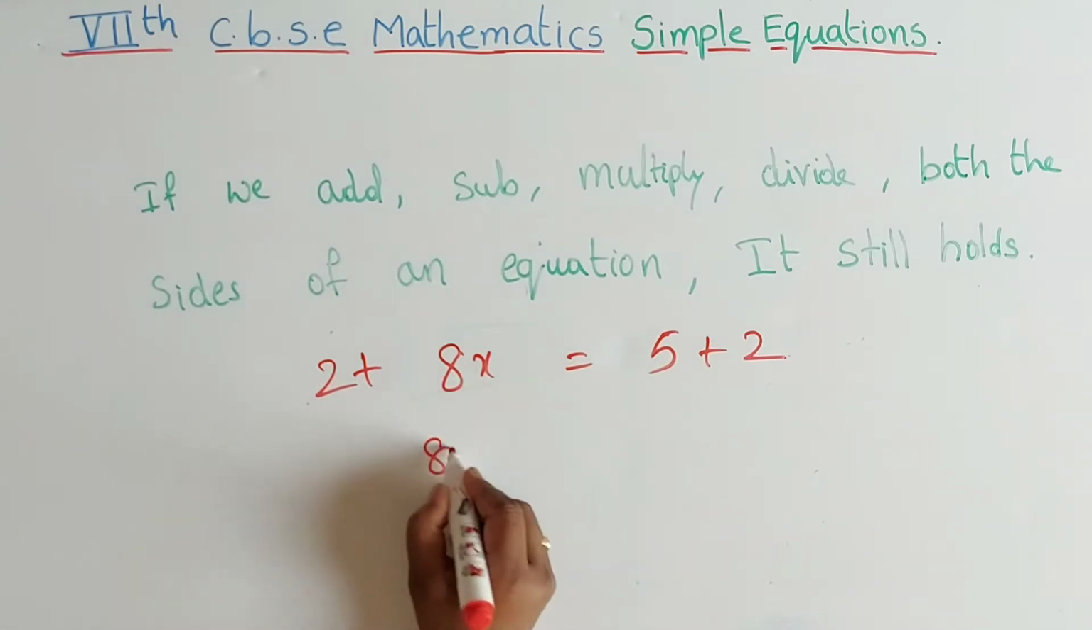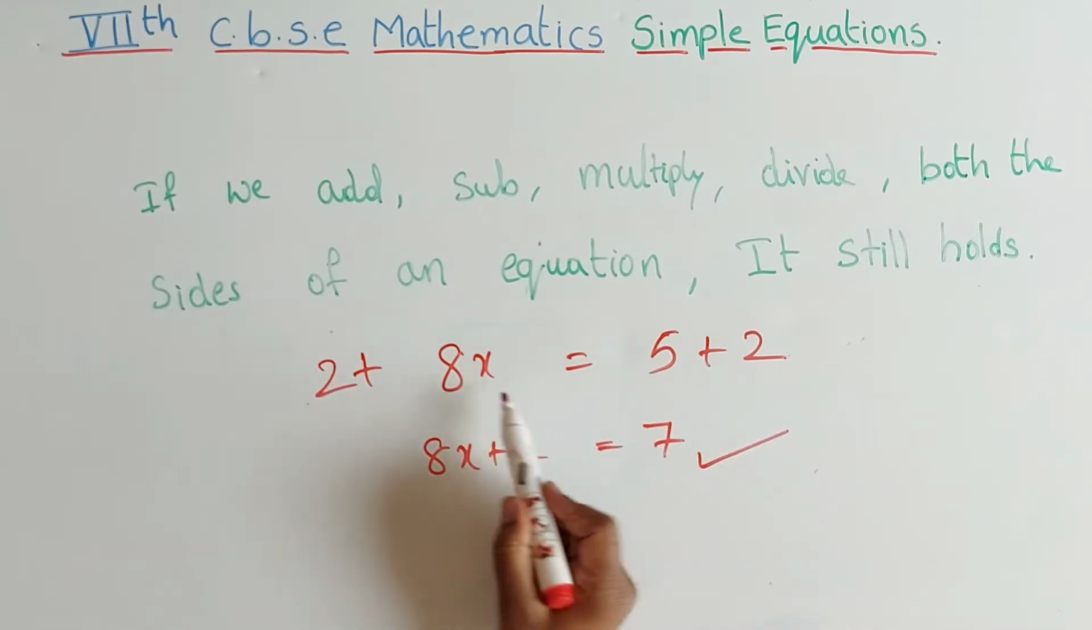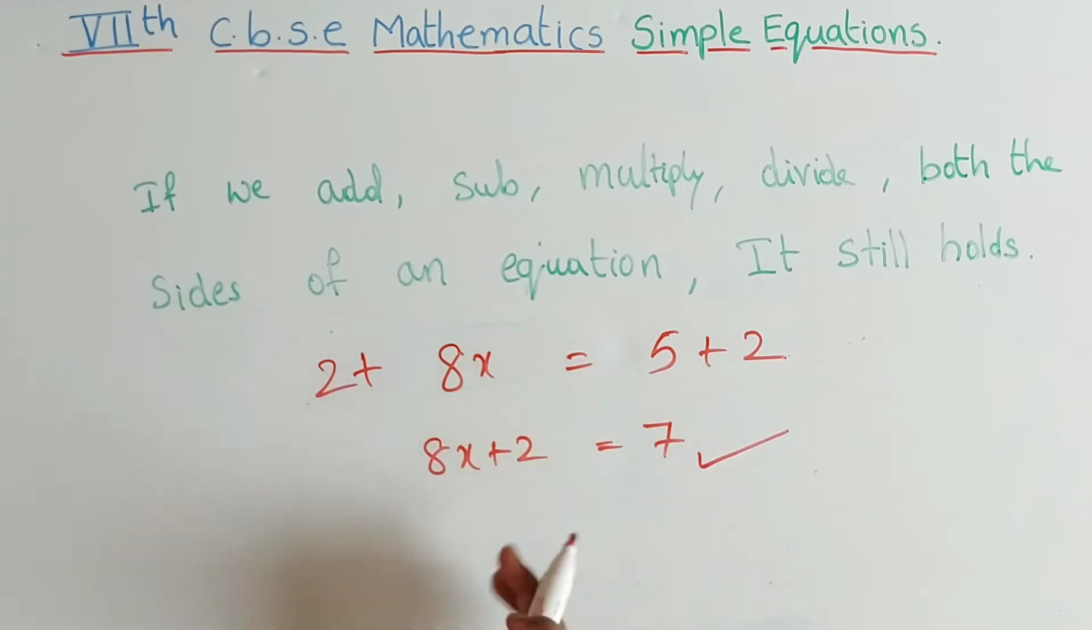Right children? So that I can write 8x plus 2 equal to 5 plus 2 is 7. So the before equation 8x equal to 5, it is same as 8x plus 2 equal to 7. Right children? There is no change. Same like that, if you subtract any value or if you multiply, divide any value, same number on both the sides of an equation, still it doesn't change.